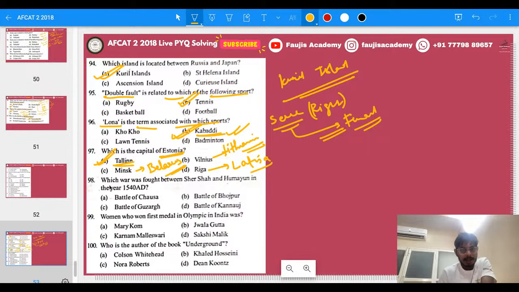Which battle was fought between Sher Shah and Humayun in 1540 AD? The Battle of Kannauj was fought between Sher Shah and Humayun, in which Sher Shah was victorious.